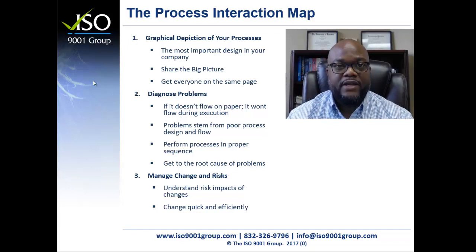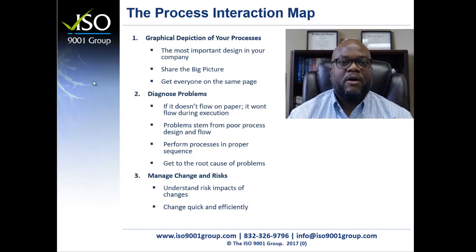Now, you know how important that is, right? Getting everybody on the same page so that everybody understands that what they're doing is impacting what someone else is doing. One department is impacting another department. We're not working in silos, but we're working together. And so the process interaction map gives us a good way to really see the inputs and outputs of how one department's work is an input or an output to another department's work within the organization. So let's move on to number 2.